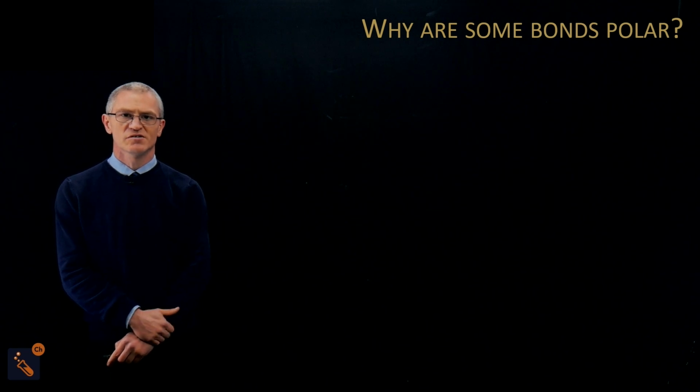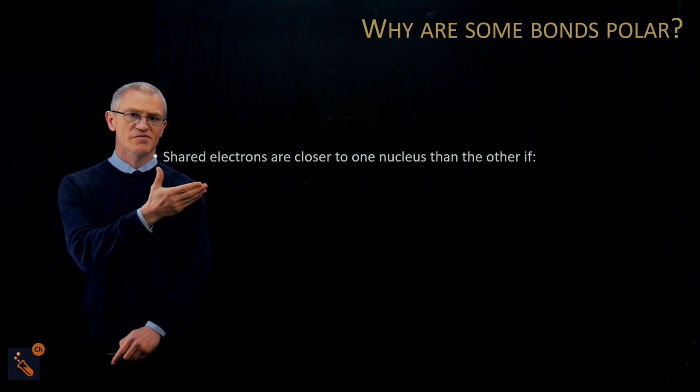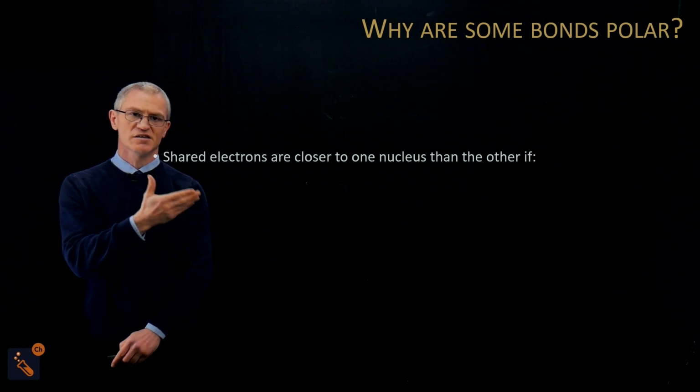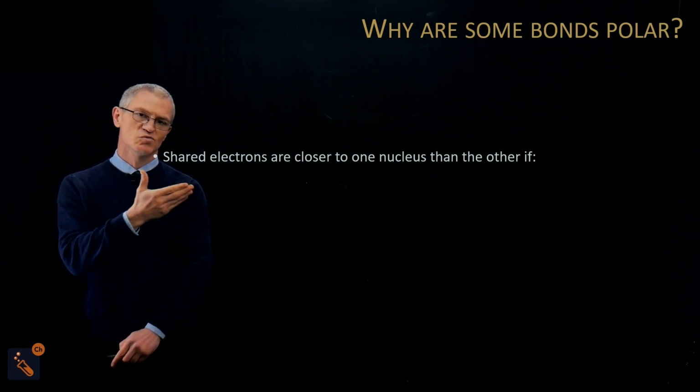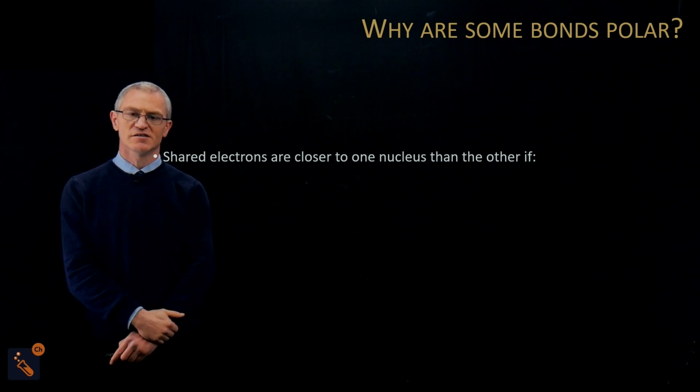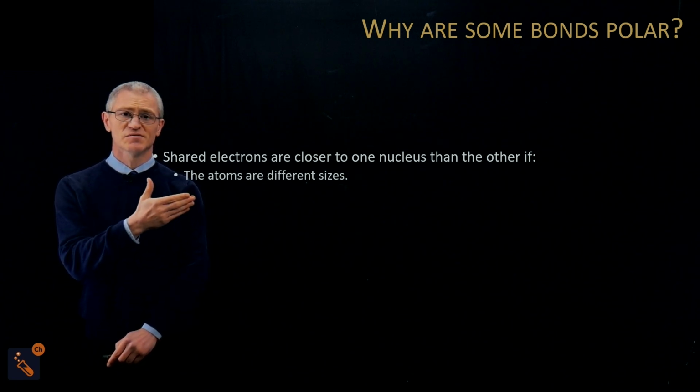Why are some bonds polar? That is because the shared pair of electrons are closer to one nucleus than the other. And there are two main reasons why they would be closer to one nucleus than the other. And that's because the atoms are of different sizes.